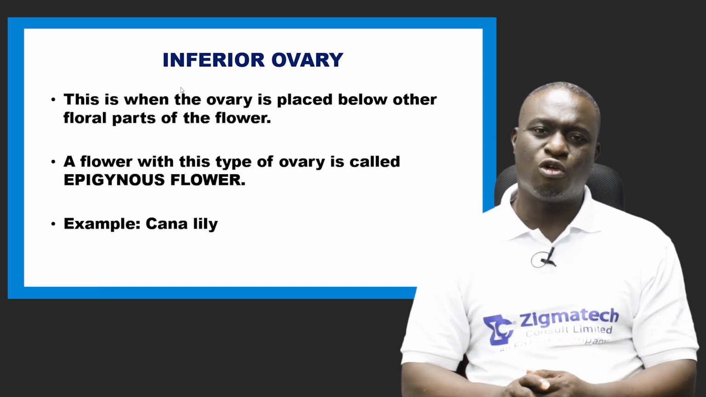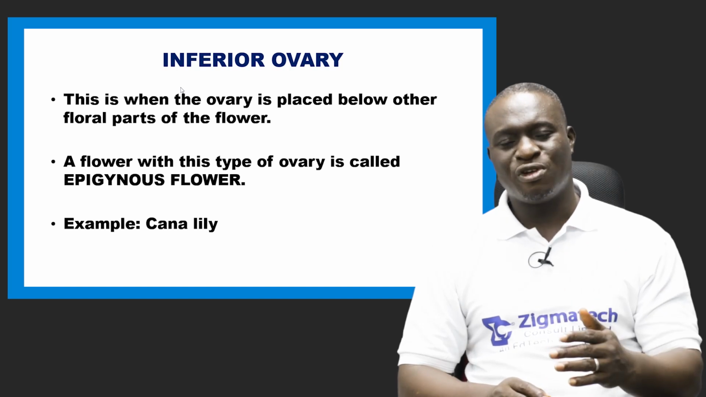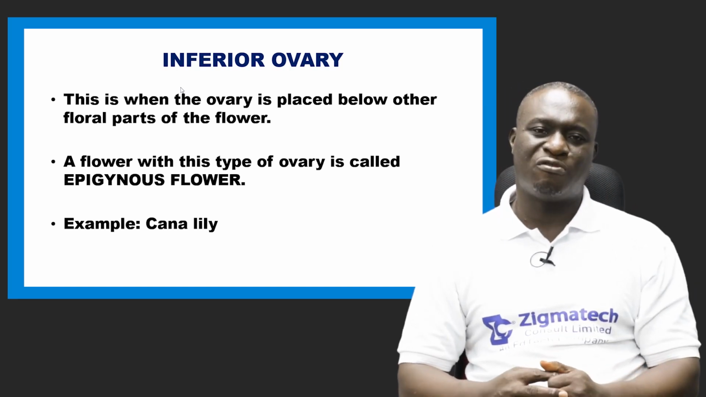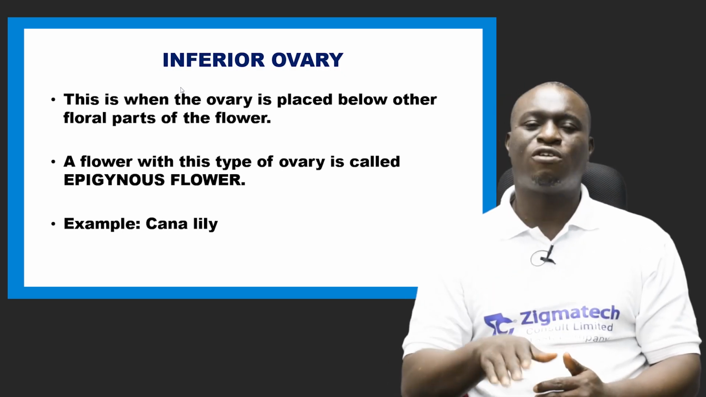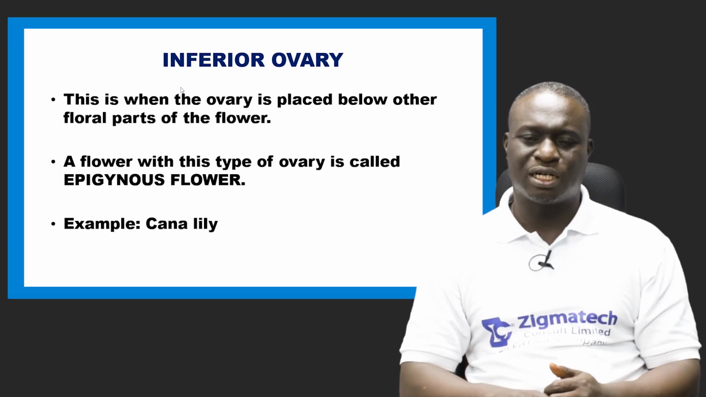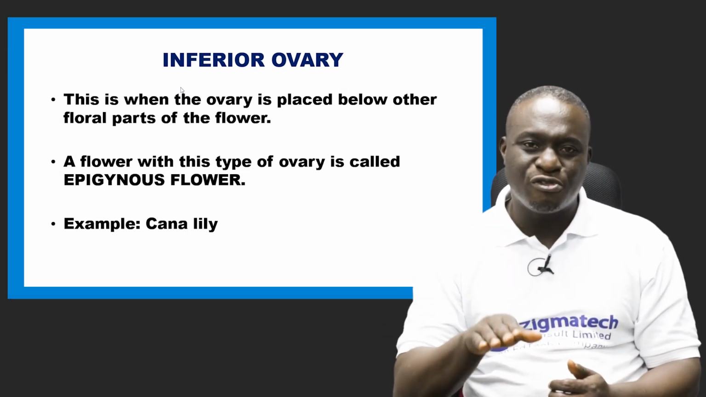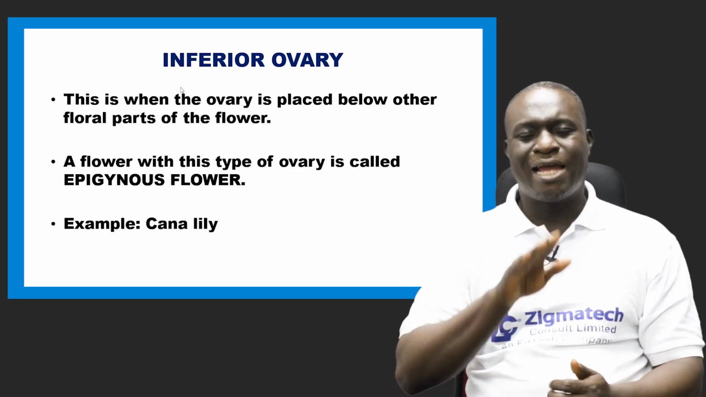Now, the inferior ovary is when the ovary is placed below other floral parts of the flower on the receptacle. Now, a flower with an inferior ovary is called epigynous.